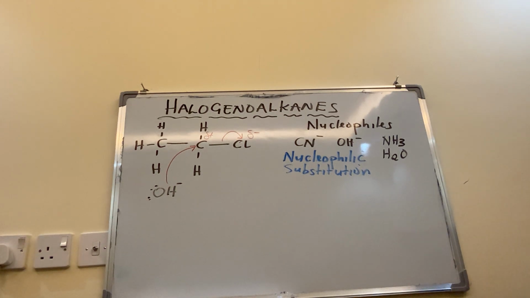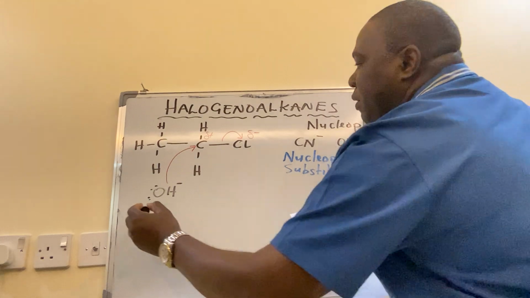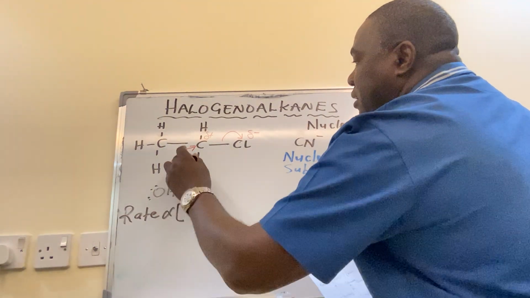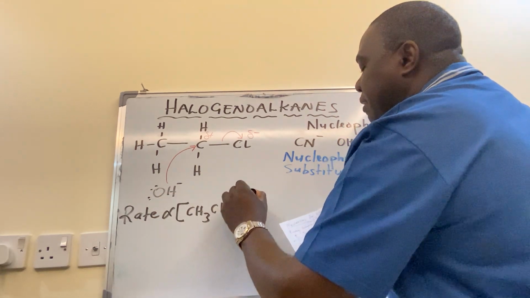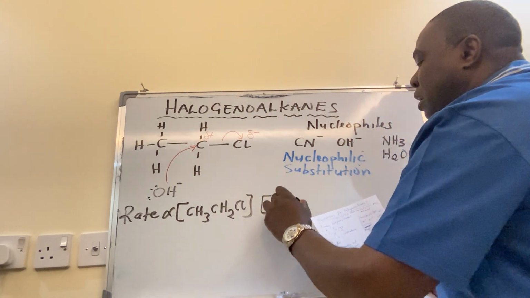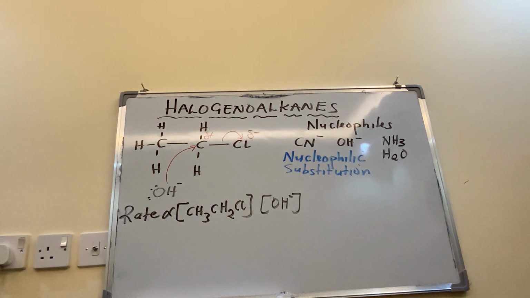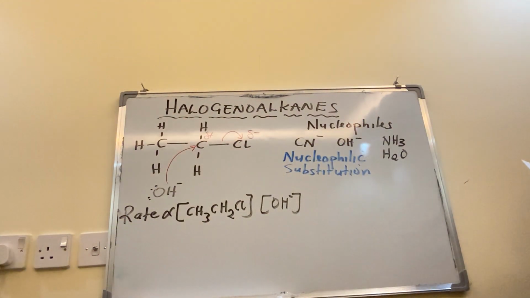It's just a one-stage reaction, because what's going to happen here is we're going to form a bond there and we're going to break that bond. So if you look at the reaction kinetics, for instance, the rate of this reaction is dependent on the concentration of your halogenoalkane and also on the concentration of your nucleophile. So this reaction is bimolecular, because it depends on the concentration of that hydroxyl and also the concentration of the halogenoalkane.